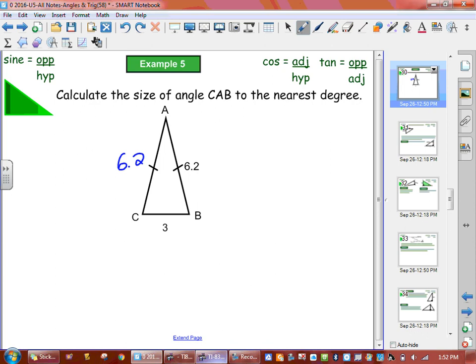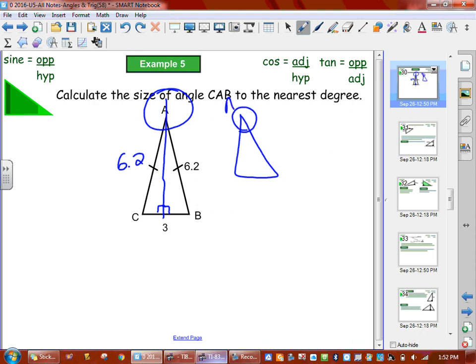Now, the question wants to know all of angle A. Well, I need to first of all find only half of angle A, and then I double it. So we're going to have 6.2, and how big is my line on the bottom? 1.5. Good, because I have to take half of 3. Okay, so I just drew this other triangle right there.